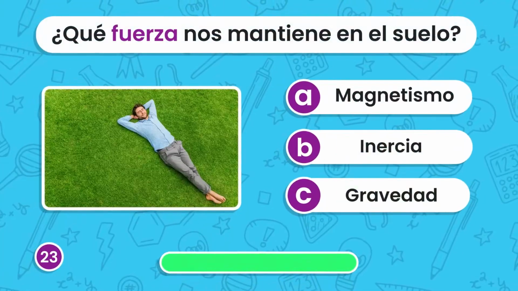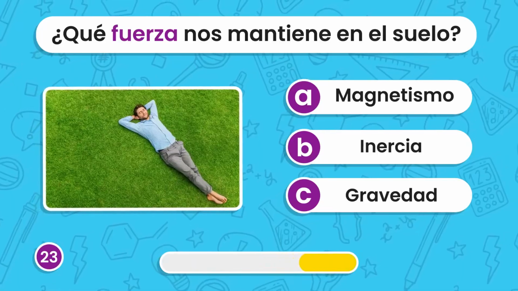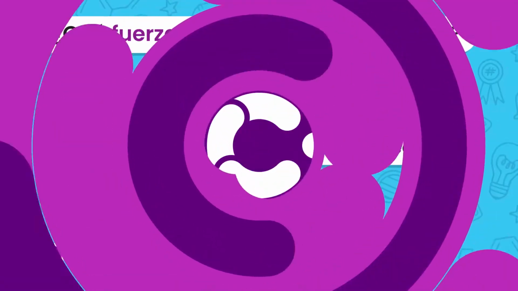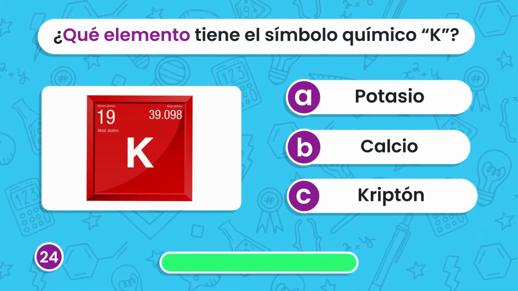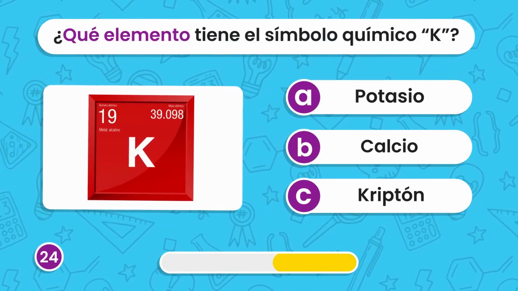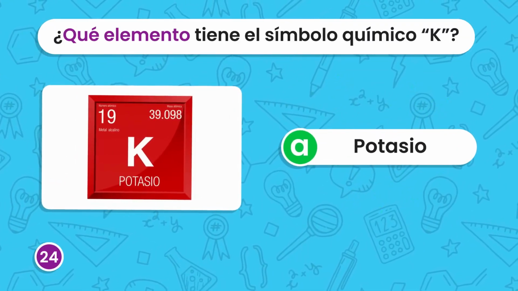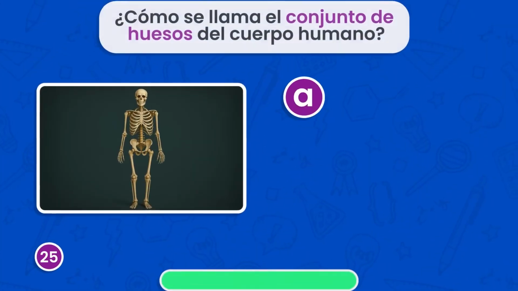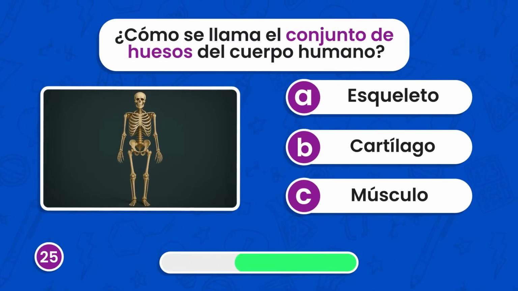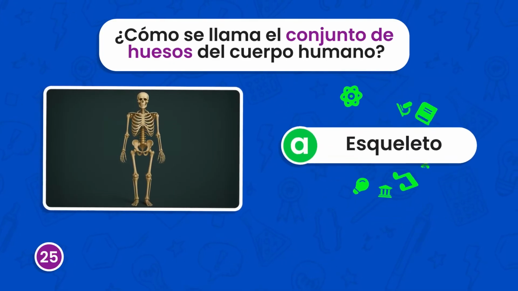What force keeps us on the ground? Gravity. Which element has the chemical symbol K? Potassium. What is the name of the set of bones in the human body? The skeleton.